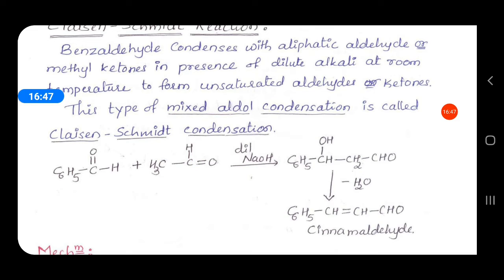So one is benzaldehyde aromatic aldehyde, another one is aliphatic aldehyde or methyl ketones in presence of dilute alkali. At room temperature, they form unsaturated aldehydes or ketones. So this type of the reaction is called mixed aldol condensation, or it is also called Claisen-Smith condensation.